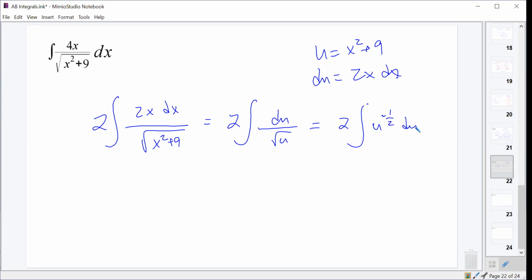And now we can just use the power rule, yeah. And so what do we get when we integrate u to the -1/2? It should go up to +1/2, right? So we have 2, and then we have u to the +1/2 divided by 1/2. If we're dividing something by a half, what should we get? 2. Another 2 out in front of there.